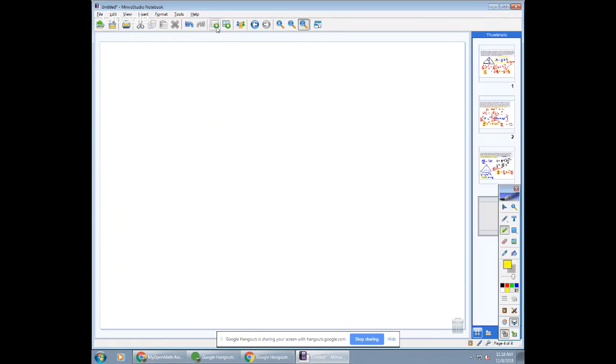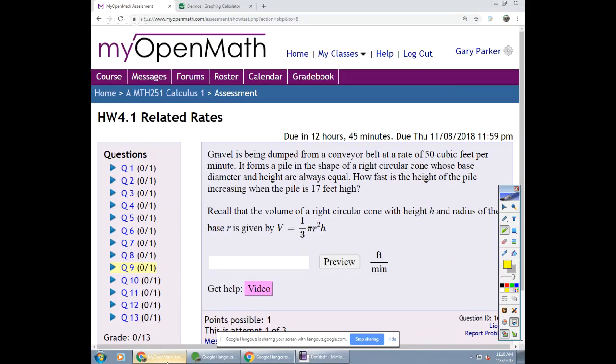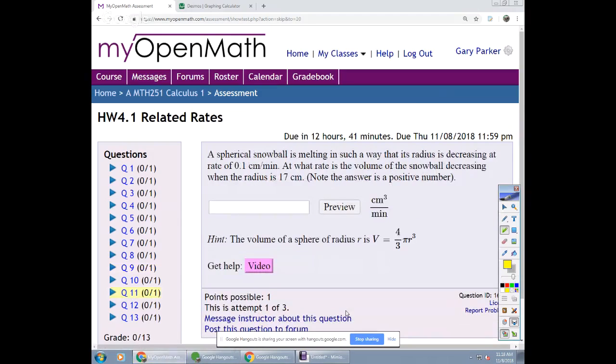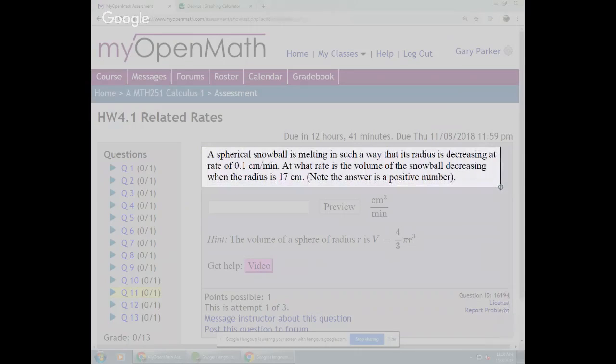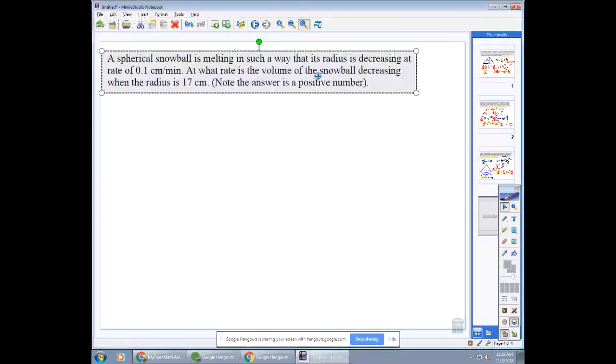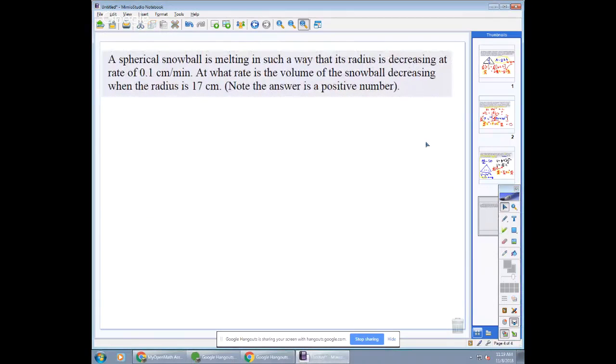Another question, new page, was number 11, is that correct? Yeah. All right, spherical snowball, melting. Let's grab that. Oh, we're going to do another ball problem too today, cool. All right, so a spherical snowball is melting in such a way that its radius is decreasing at a rate of 1/10 of a centimeter per minute. At what rate is the volume of the snowball decreasing when the radius is 17? Note the answer is a positive number.